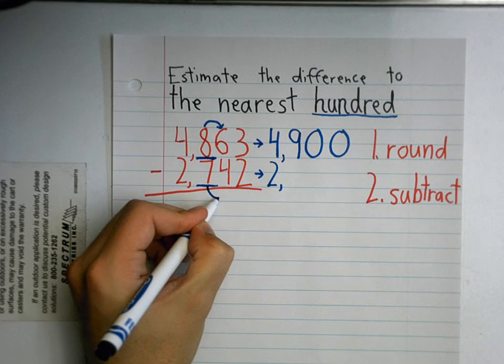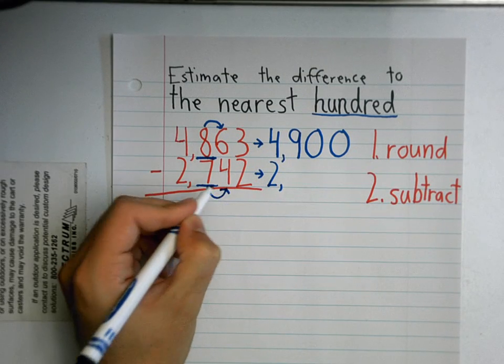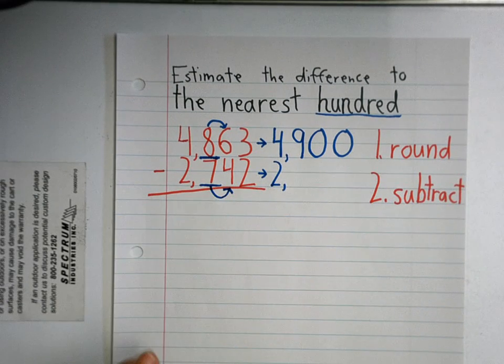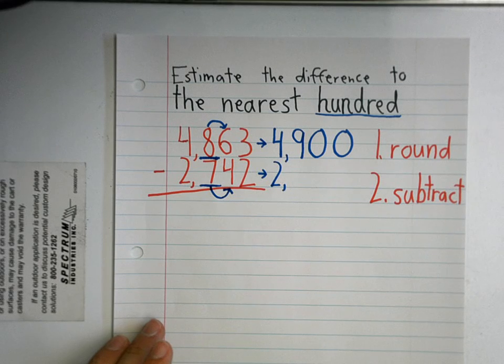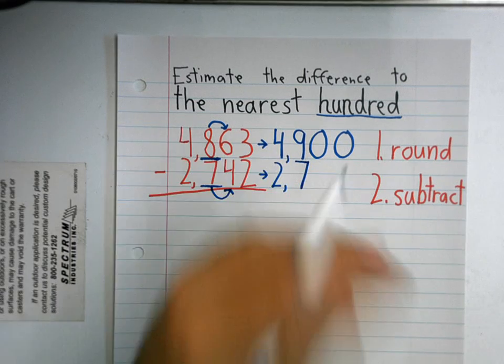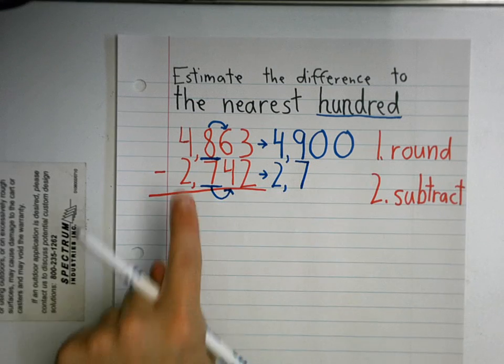Now I have my 7 and I look at the one right next to it, the one that comes next, the one to the right of it, it's a 4. So what's going to happen to this 7 right here? Mason S. It's going to stay the same, and why? Because the 4 is not bigger than 5. Yeah, the 4 has to be a 5 or greater for this to go up.